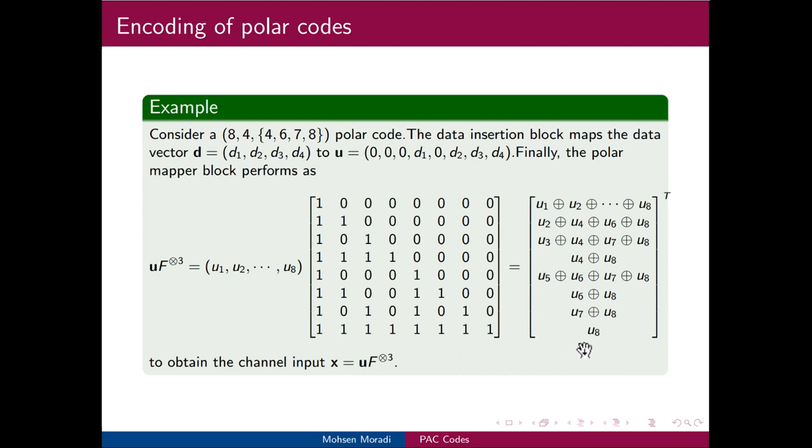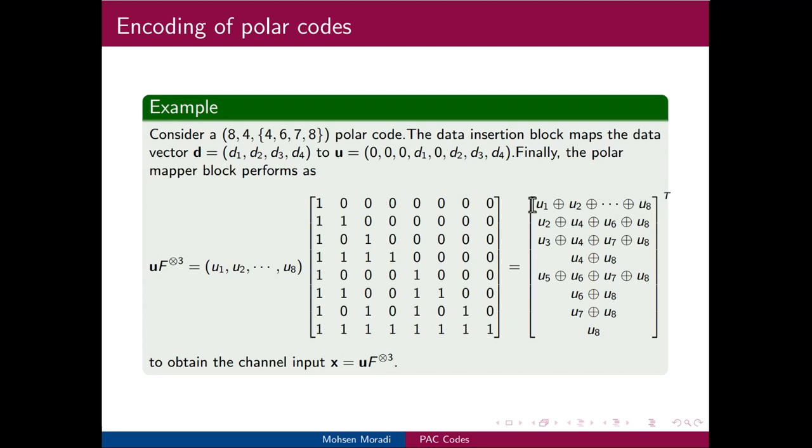Let's have a closer look at this vector. We can see many interesting things. The 8th bit is repeated in all of the bits of the code word. So if we receive a noisy version of it, we can somehow determine it. Also U7 is in here, here, and the first one. But the worst one is U1. We can only see it in here, and it is scrambled by 7 other bits.